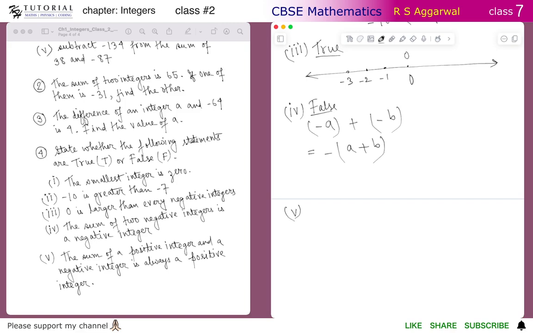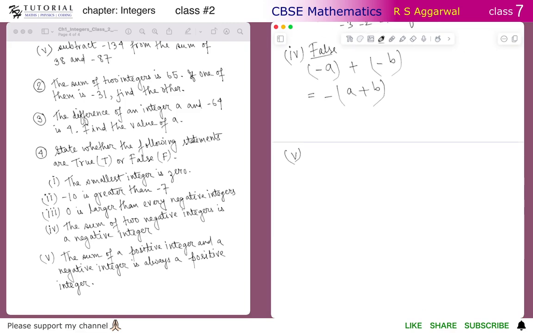Number 5. The sum of a positive integer and a negative integer is always a positive integer. This is false. No, this is not always true, because if I do 2 plus minus 3, this becomes 2 minus 3, which is minus 1, coming negative. So the sum of a positive integer and a negative integer is not always positive. There can be cases where the sum is a negative integer.